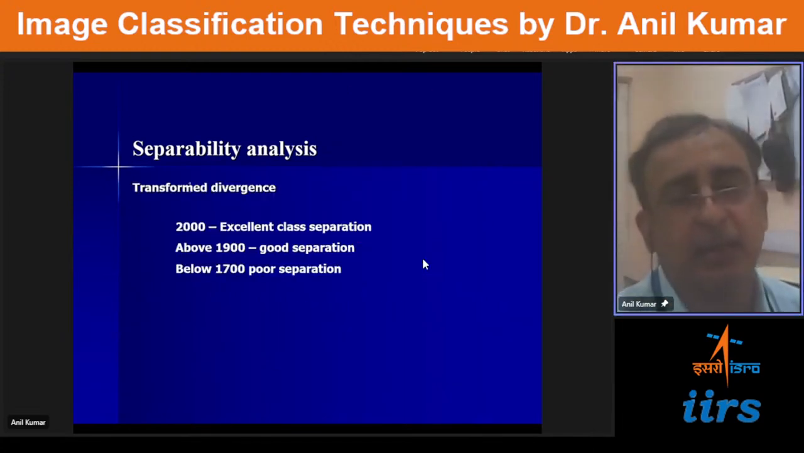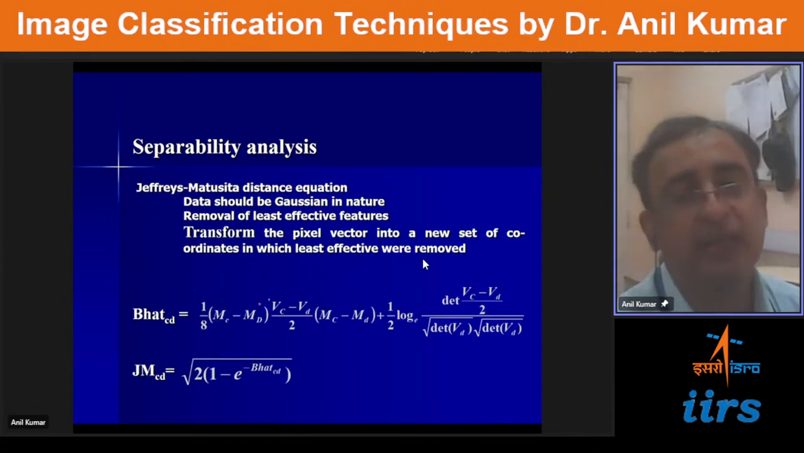Second method is, so here you can see for 2000 this is excellent class separation. Above 1900 it is good separation. Below 1700 is poor separation. Second is Jeffries-Matusita distance.